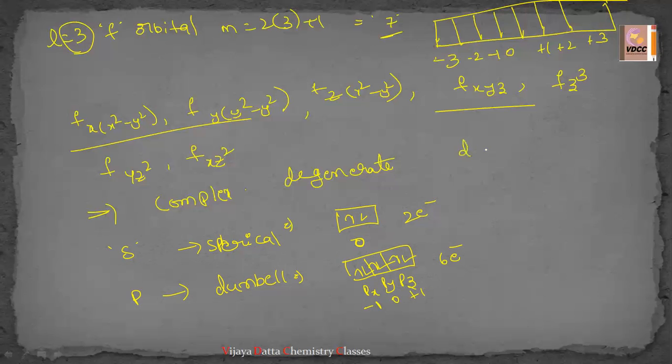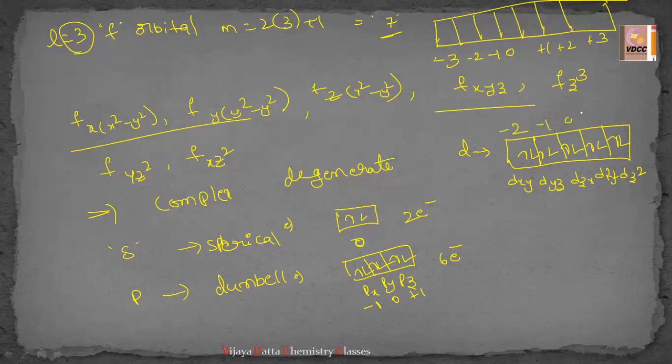Then come to the d orbital. D has five degenerate orbitals: 1, 2, 3, 4, 5. We already know them: dxy, dyz, dzx, dx square y square, and dz square. And here I am filling the electrons according to Hund's rule. This one has minus 2, minus 1, 0, plus 1, plus 2. Each one can accommodate 2 electrons. So the total number of electrons in d is 10 electrons.